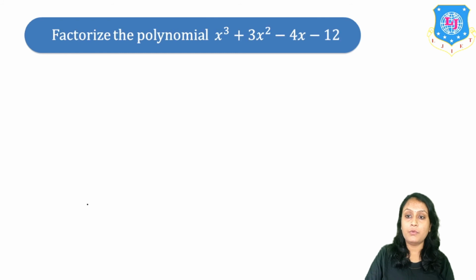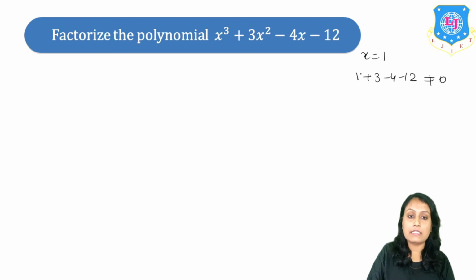Okay. Now let's solve one more example. Factorize the polynomial x cube plus 3x square minus 4x minus 12. This is a cubic polynomial, so we'll use the trial and error method. So for example, take x is equal to 1. Okay, so this is 1 plus 3 minus 4 minus 12. So this is not equal to 0.